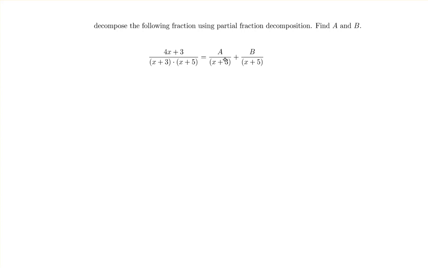Once you've set up the equivalent fraction where you have A over the first term plus B over the second term in the original fraction's denominator, then we want to clear all the denominators. So to clear the denominator on this side, we would multiply by x plus 3 times x plus 5. What's done on one side of the expression must be done on the other, so this entire expression also gets multiplied by x plus 3 times x plus 5.